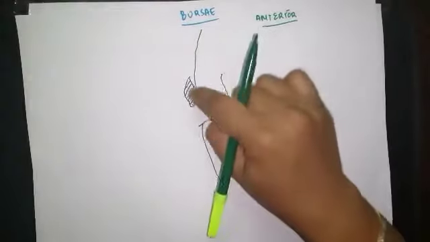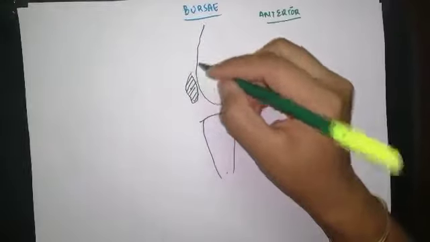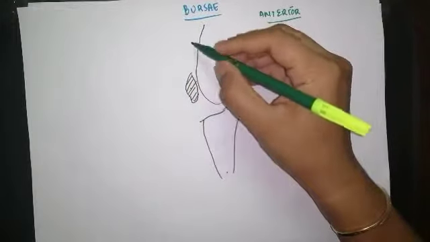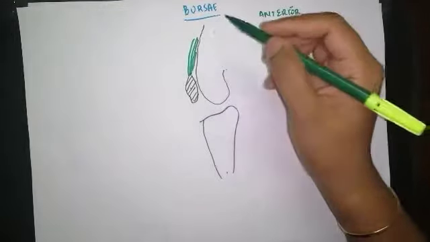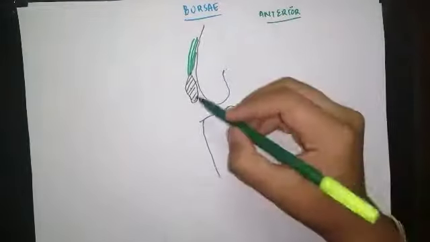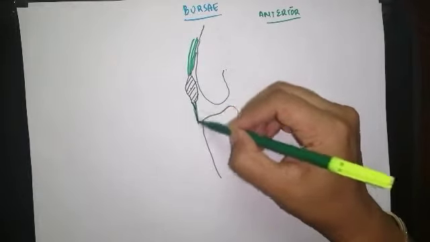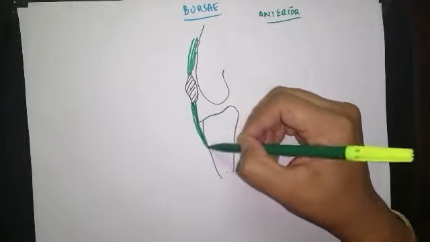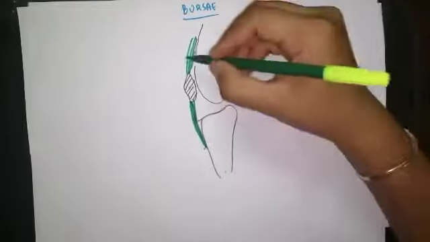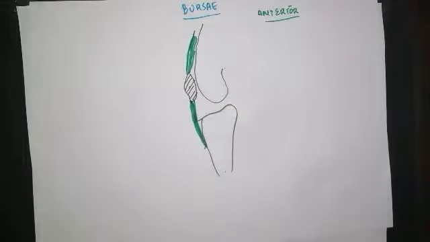You know that inserted into the upper part of the patella, there is a quadriceps tendon here. So this is the quadriceps tendon, and this extension is known as the ligamentum patellae, which is attached to the tibial tuberosity like this. So this one was the quadriceps tendon. Keeping this in mind, we can discuss the superficial bursae.